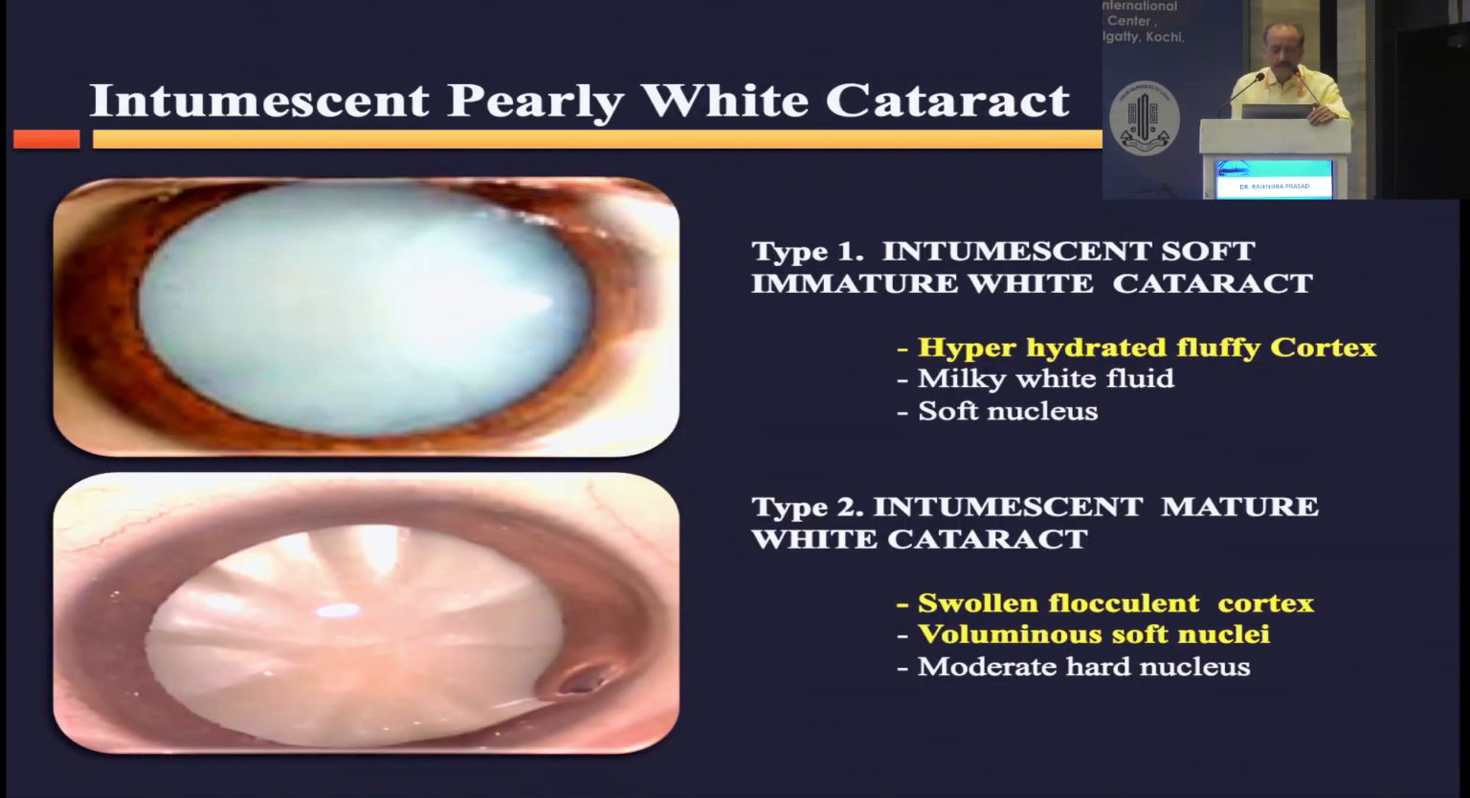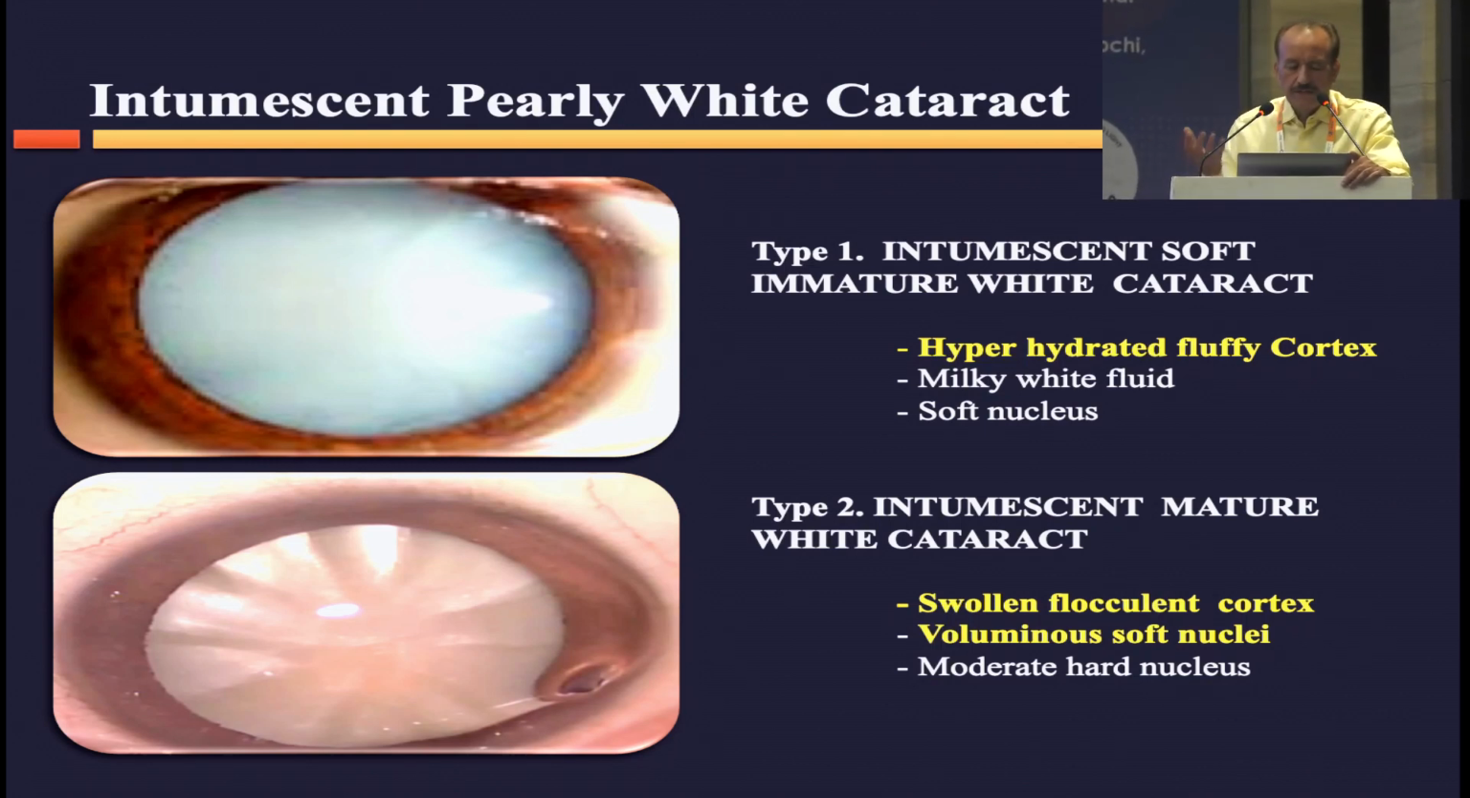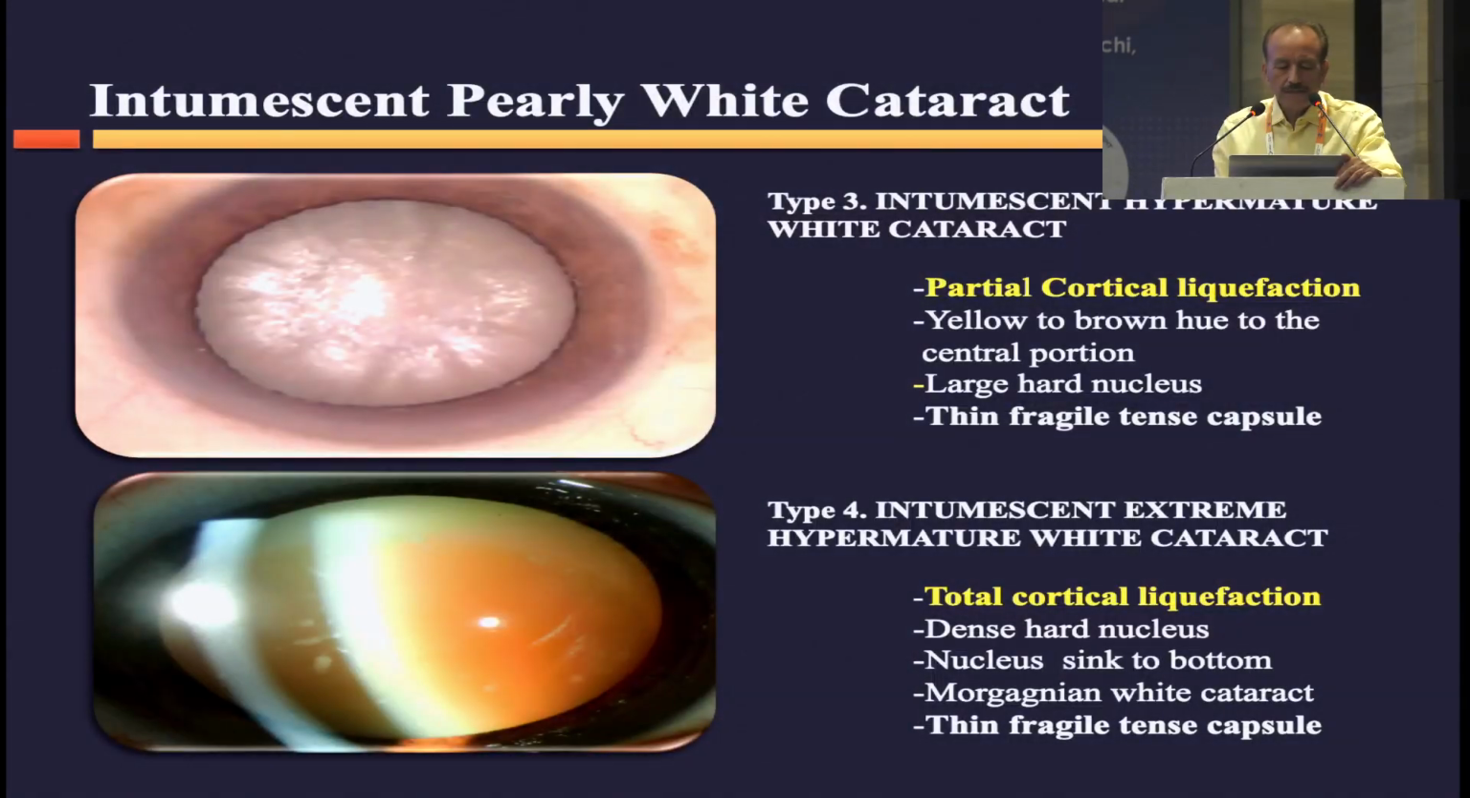We all come across these intumescent pearly white cataracts, and they generally present to us in different forms. It could be an intumescent soft immature white cataract, where you have a hyperhydrated fluffy cortex. You may come across an intumescent mature white cataract, where you have a swollen flocculent cortex with a very voluminous soft nucleus. It could be an intumescent hypermature white cataract, where you have a partial cortical liquefaction. It could be an intumescent extremely hypermature white cataract, which is also called a Morgagnian cataract, with total cortical liquefaction.